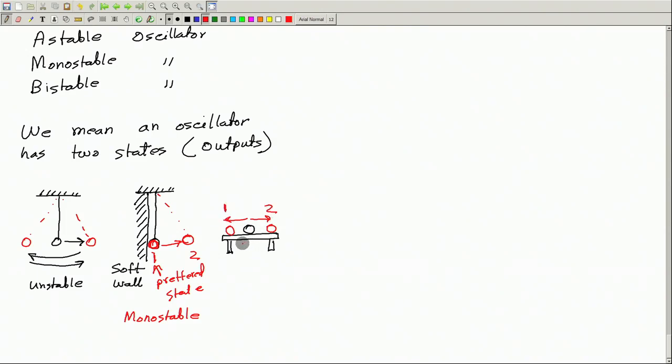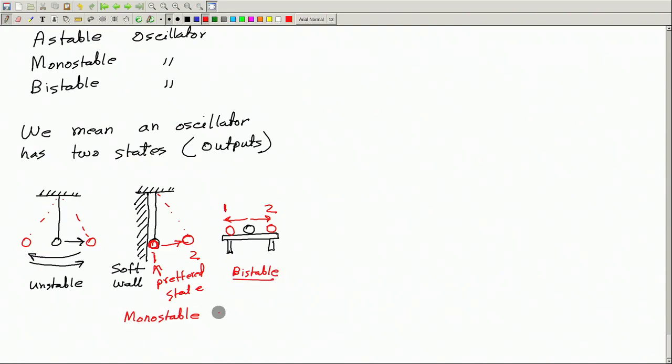Note that we are not considering any other intermediate position as a valid state. We are not considering that at all. The only two extreme positions, left and right, we are considering here. Similarly, here the extreme left and extreme right we are considering also. Intermediate states we are not considering. So this is bistable.